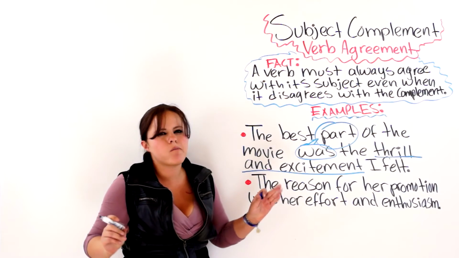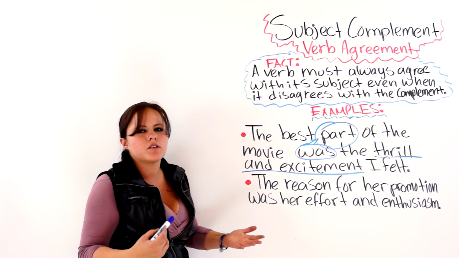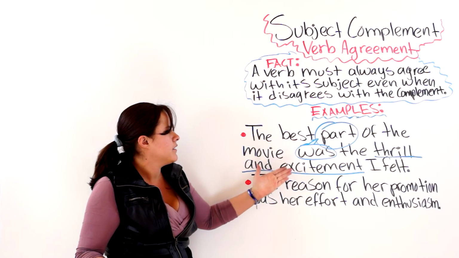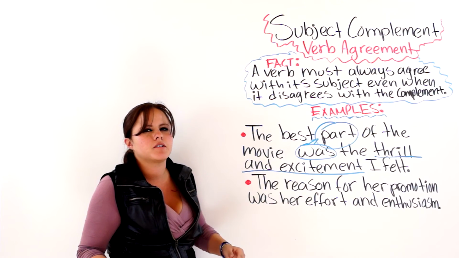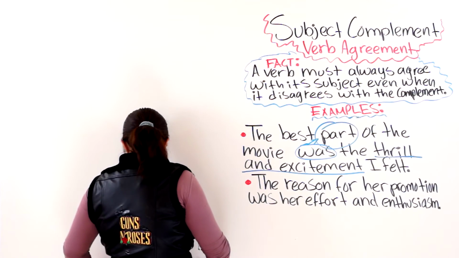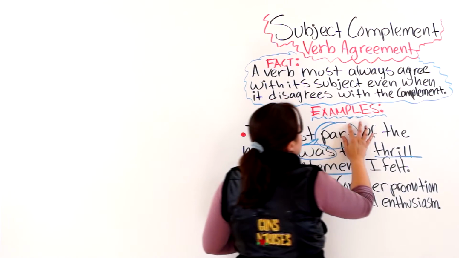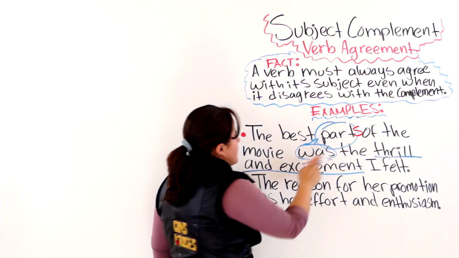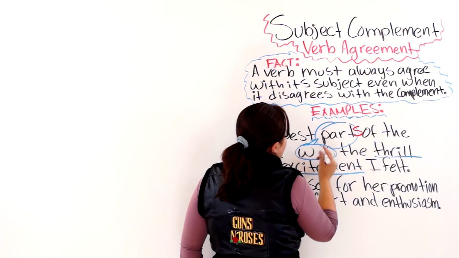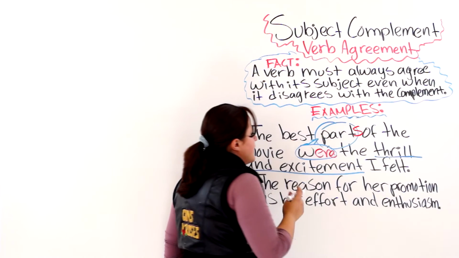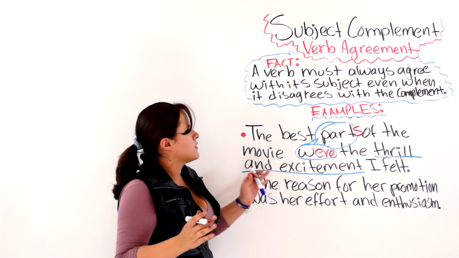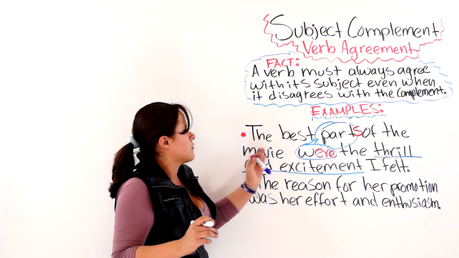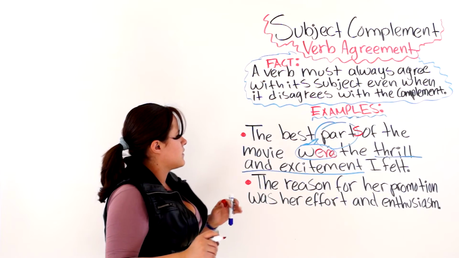Okay, so how would you correct this awkward sentence? Because as you can see, the verb agrees with the subject, but the complement does not agree with the subject in number. So the best way to correct this would be to add an S here. The best parts of the movie were. And now it all makes sense because the verb agrees with the subject and the complement agrees with the subject as well in number. The best parts of the movie were the thrill and excitement I felt.